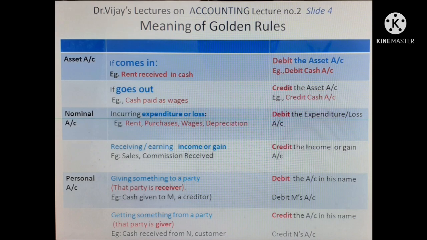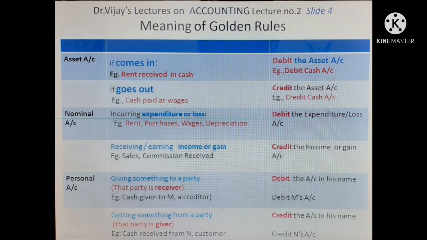Golden rules are explained in a more simple way. For asset accounts, if the asset comes in, debit the asset account. Example, when rent is received in cash, cash comes in, so debit cash account. If the asset goes out, credit the asset account. When cash is paid as wages, credit the cash account. We know wages being expenditure, wages account has to be debited.